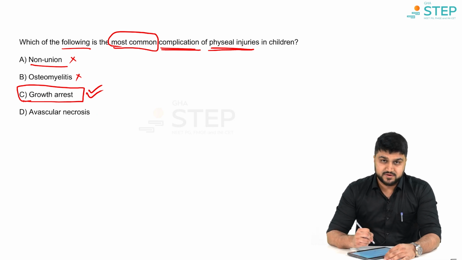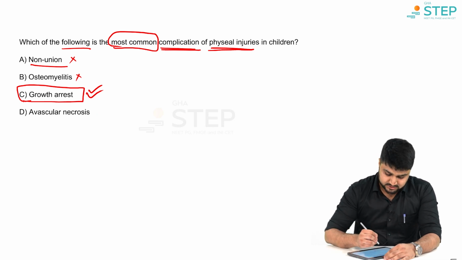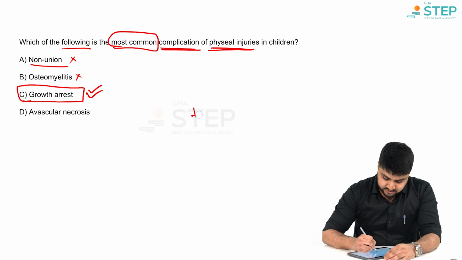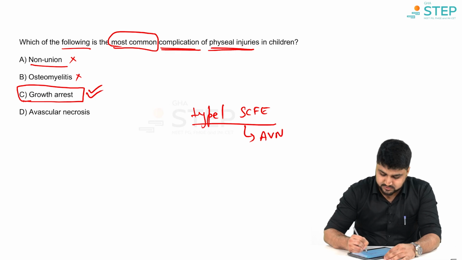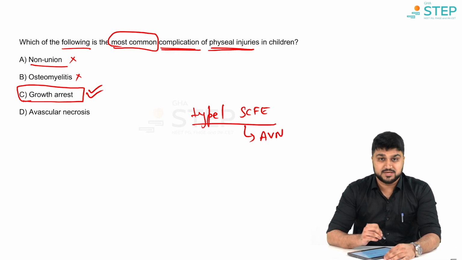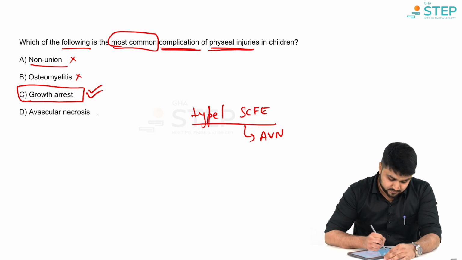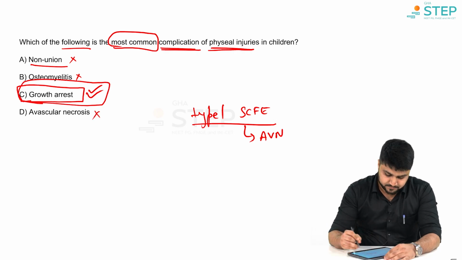Avascular necrosis definitely can occur in a physeal injury, especially as we know in type 1 slipped capital femoral epiphysis, there is a risk for avascular necrosis of the femoral epiphysis. However, when we consider physeal injuries overall, the most common complication here will be growth arrest.